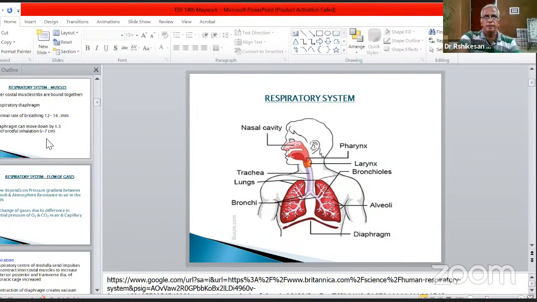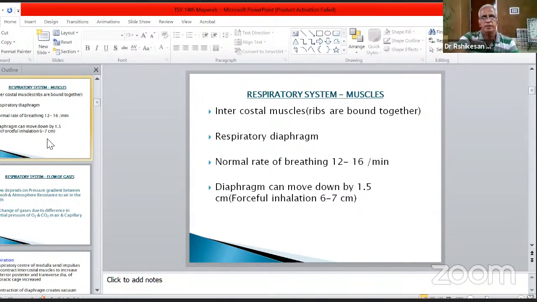So the intercostal muscles, the ribs are bound together, and the respiratory diaphragm. These are the basic components. What we are discussing now is how the respiratory system is working, which are the main parts of it, because those parts we will be using in yoga therapy. You can see the diaphragm movement. Normally it is 1.5 centimeters, and in forceful inhalation it can go to 6-7 centimeters. All these muscles we are using voluntarily, manipulating in the various yoga practices, in pranayama, in asanas, and in other practices also.